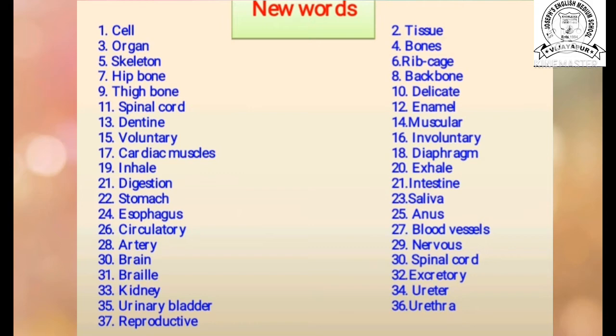Now the 28th one is the artery. Arteries also supply the blood. Now the 29th one, nervous. Nervous is one of the types of organ system. It is the master of all organ systems.